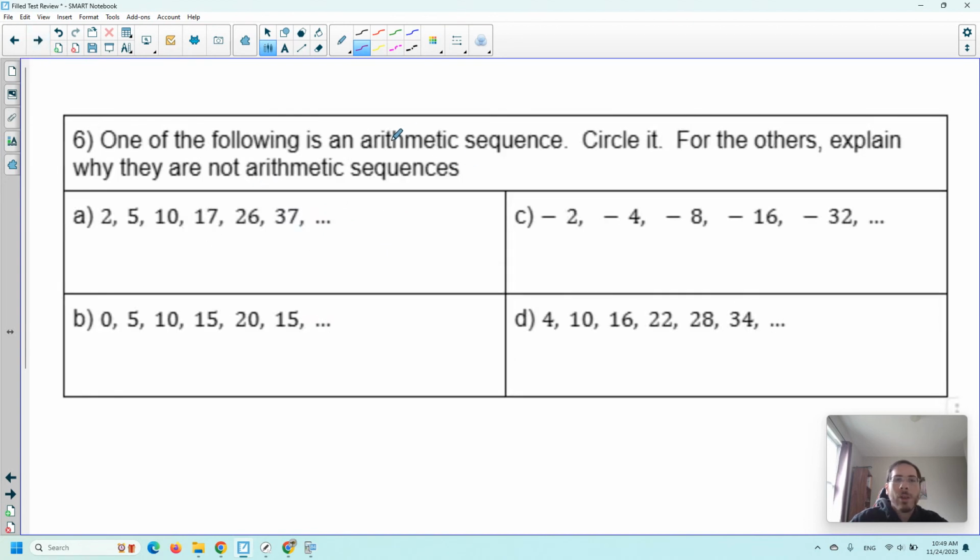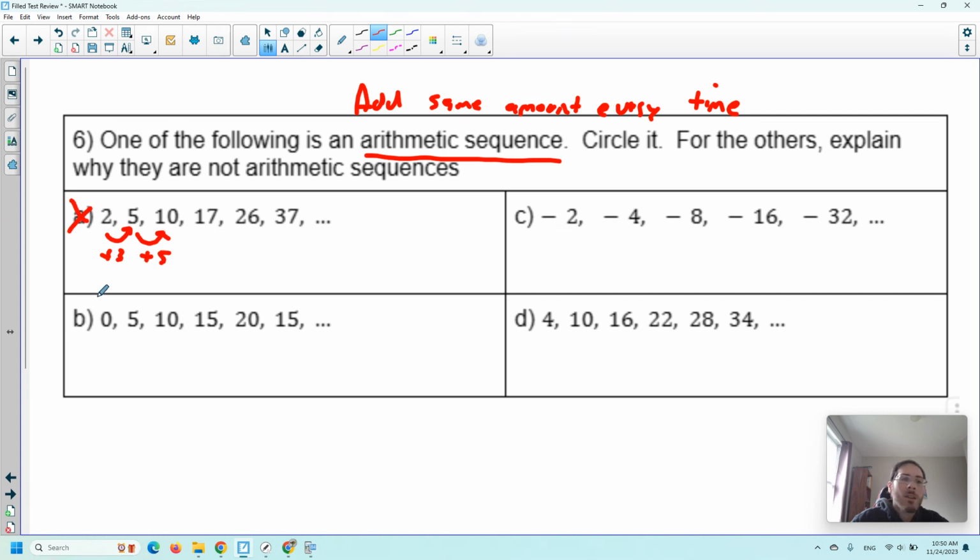For 6, one of the following is an arithmetic sequence. Circle it. For the others, explain why they are not. So remember, for an arithmetic sequence, that means we have to add or subtract the same amount every time. So let's see what we got. So 2 to 5 is plus 3. First one's always free, so that makes sense. 5 to 10 is plus 5. Immediately that one's out. So here we added 2 different numbers. So we can't pick that one.